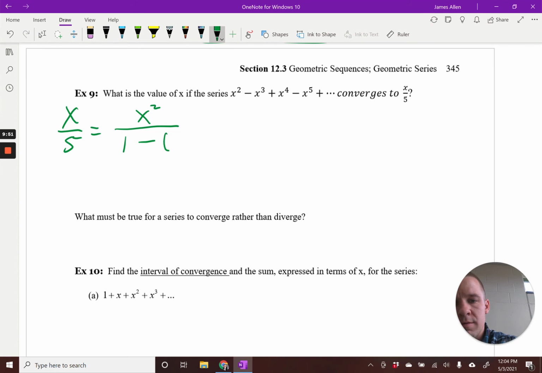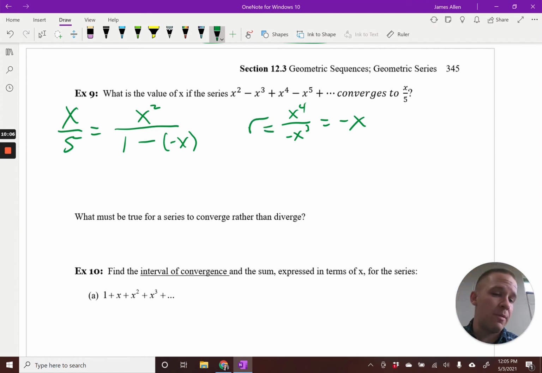So negative x. You could also go about it the same way we've done other ones. I could do x to the fourth divided by negative x cubed. That's negative x when simplified, right? That's my common ratio. Cool. And you could have done that with any pair, just take the previous. All right, let's do some simplification. So I'm going to have x divided by 5 is equal to x squared over 1 plus x.